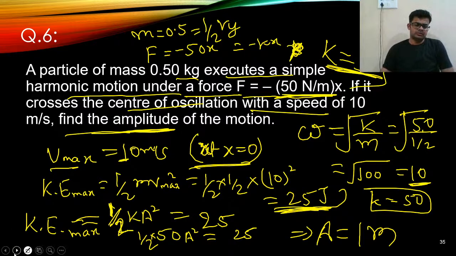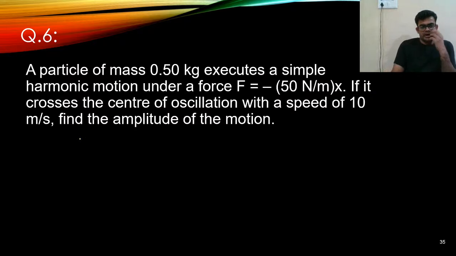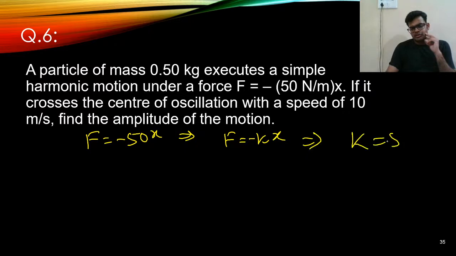That's all. So if you did not understand, I can explain again, my dear friends. Here it is written F equals minus 50x. So I can write F equals minus kx. Let us compare these both. Finally we get k equals 50. What is the mass? Mass is 1 by 2 kg.